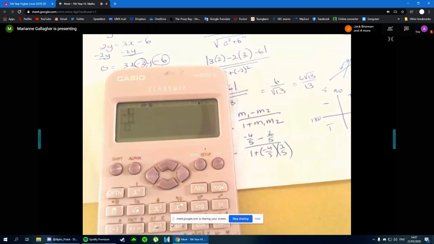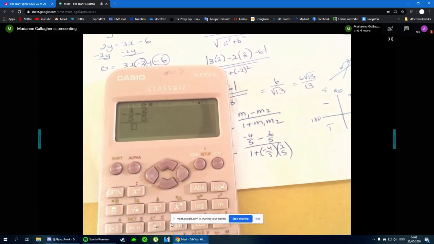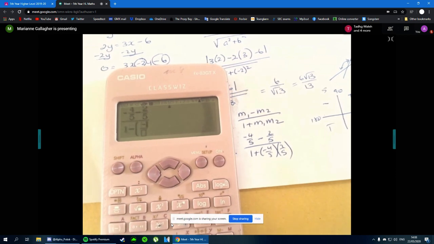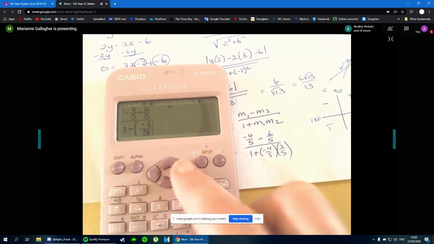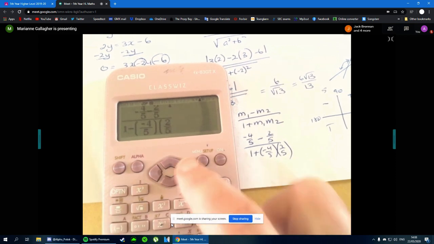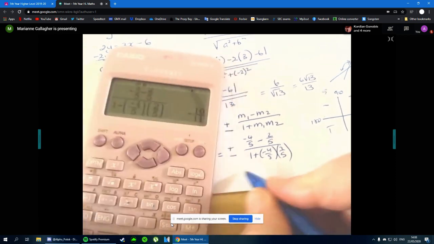And you're going to have another fraction, so 4 over 5 minus another fraction 2 over 5. And then on the bottom, you've got 1 minus brackets, fraction, negative 4 over 5, brackets, 2 over 5. Okay, and close your brackets. And that gives you your answer. It's negative 10 over 11.